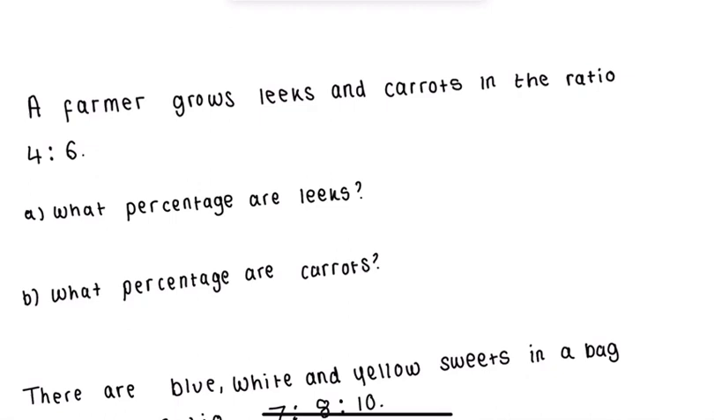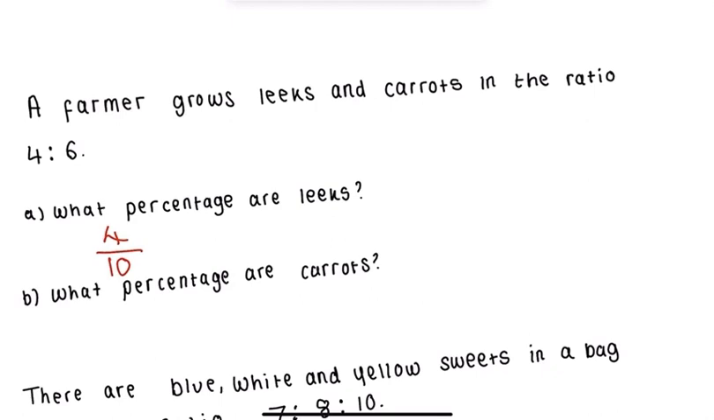So it says here, a farmer grows leeks and carrots in the ratio 4:6. What percentage are leeks? Now, like I said, we need to think about first going from a ratio to a fraction, and that will help us with the percentage. So first, let's write it as a fraction. Well, I've got 4 parts which are leeks out of a total 10 parts. There's 4 parts, add 6 is 10.